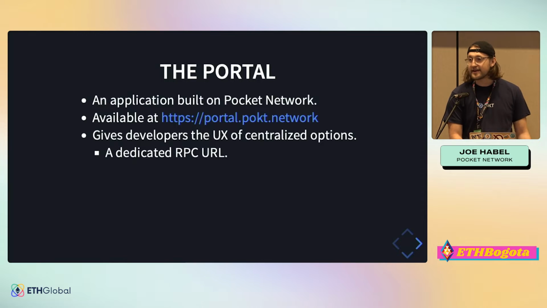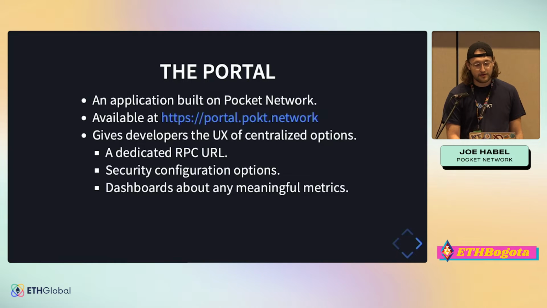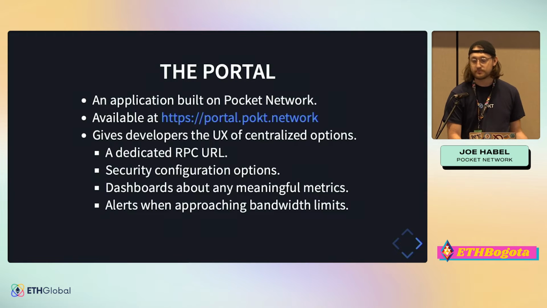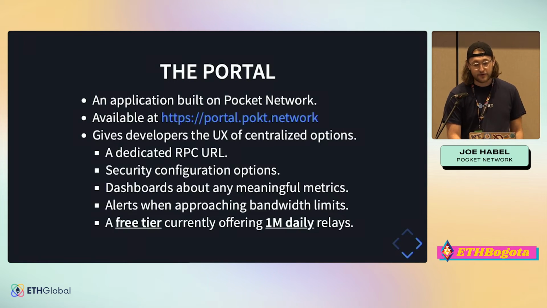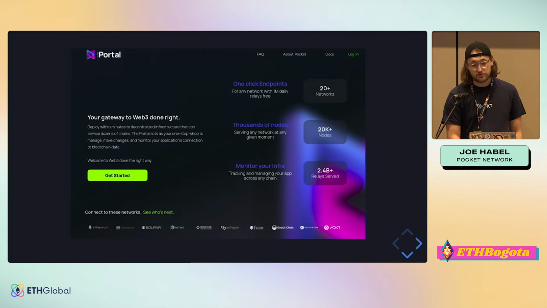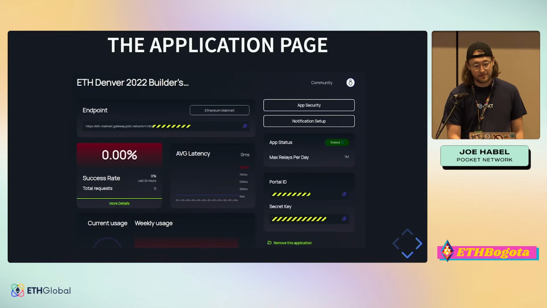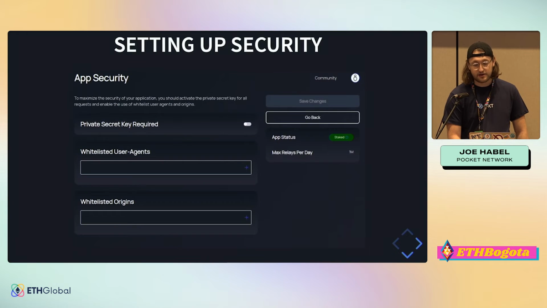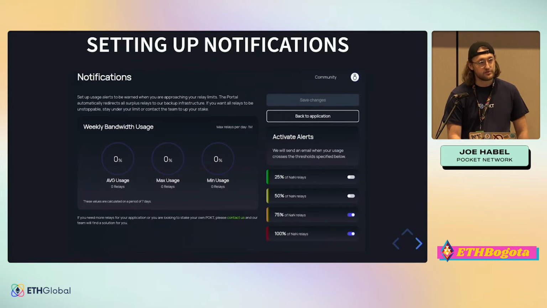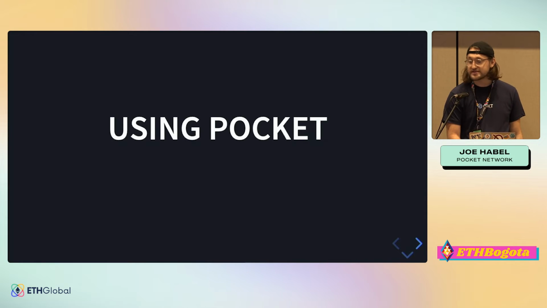It gives them a dedicated RPC URL, security configurations for how they protect that URL, dashboards with meaningful metrics about where that service is flowing through, and alerts when you're approaching your bandwidth limits. The free tier is currently offering 250,000 relays a day. It's as simple as getting started, registering, and creating an app. You have all that data available to you on that application page. You can set up security, set up your notifications, and you're ready to get rolling once you have that URL.